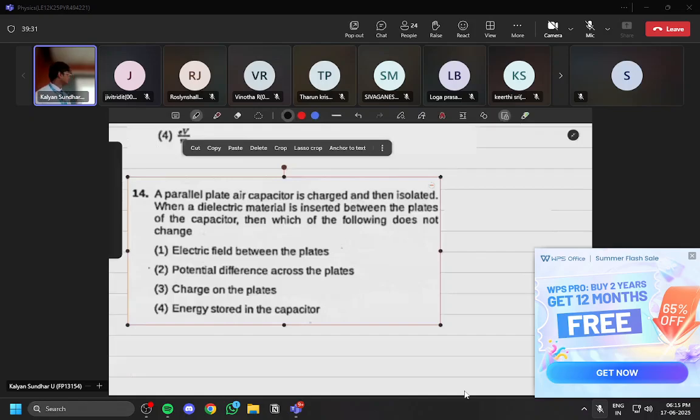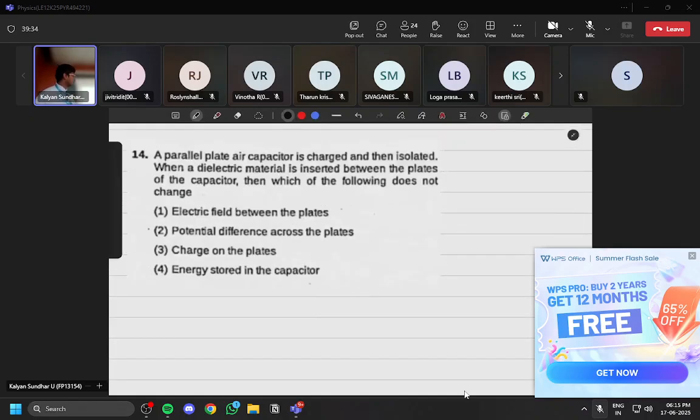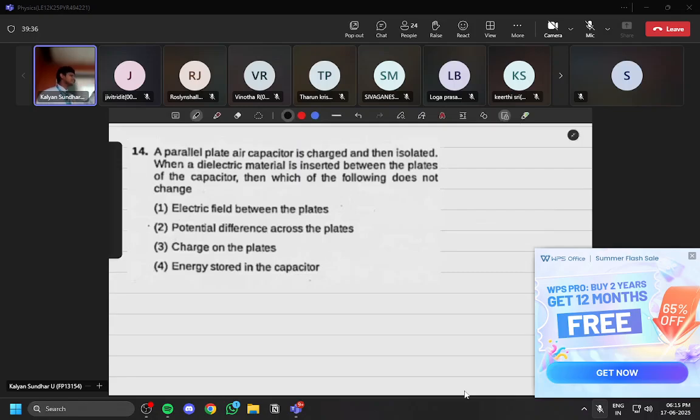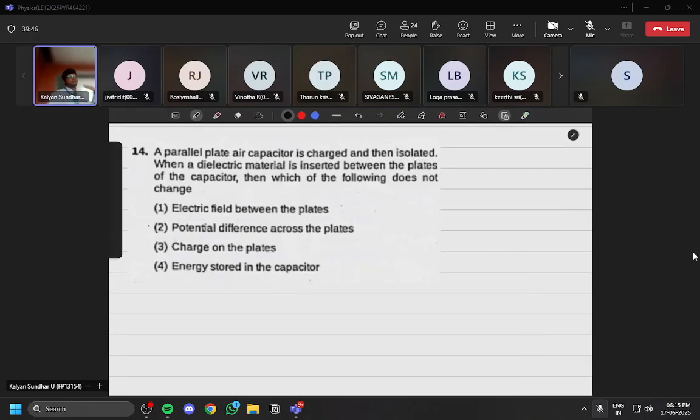This one, parallel plate capacitor: initially the air capacitor is charged and then isolated. Charged, now what does isolated mean? I have removed the battery and kept it separate. Now when a dielectric medium is inserted, which one of the following changes?